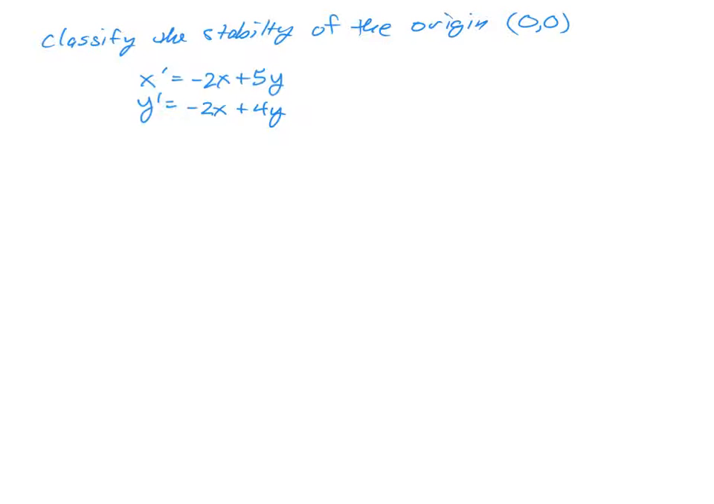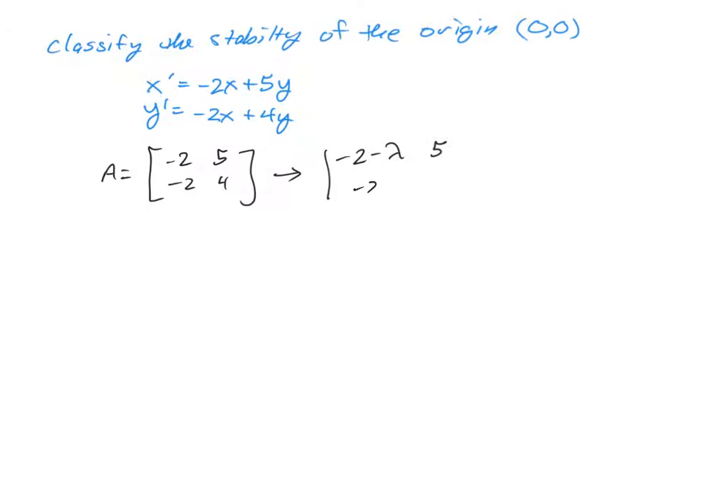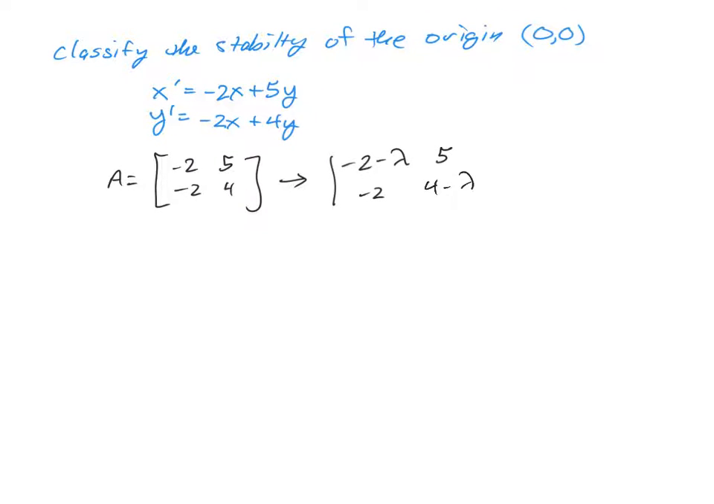Okay, for this example, we're going to once again classify the stability of the origin, and that's going to require us to find the eigenvalues. And again, our matrix A for this problem is [-2, 5; -2, 4]. So as always, we subtract lambda off the main diagonal. And then we set that determinant equal to 0.